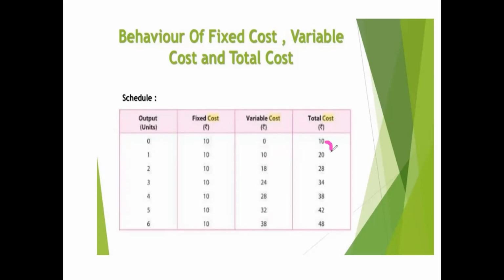Here the variation in the short run is equal to the variable cost. The total cost will change due to only the variable cost. So that's why.